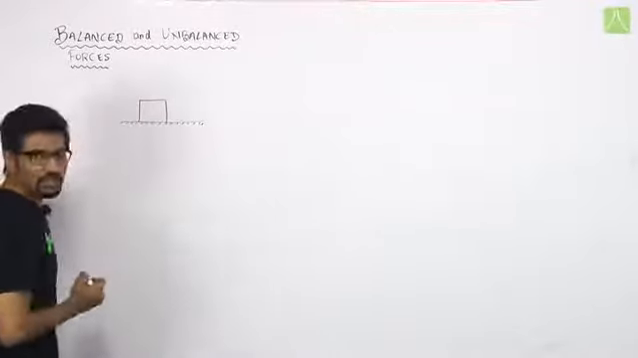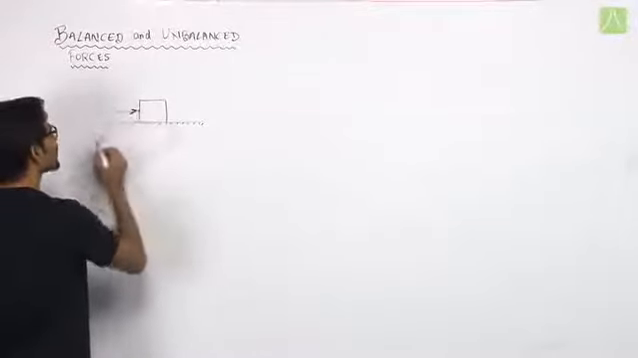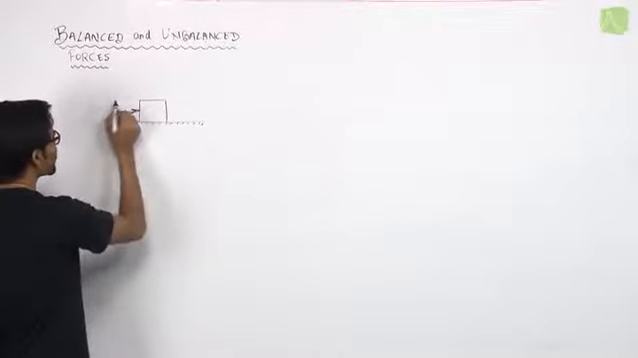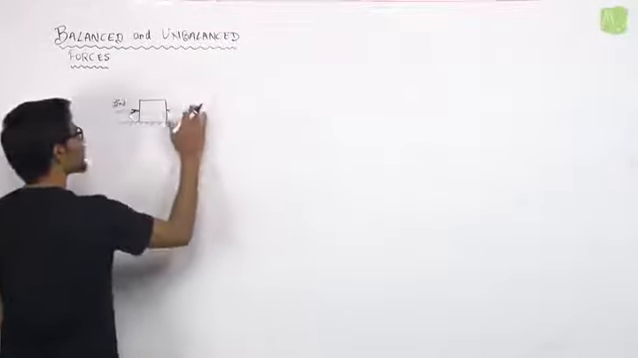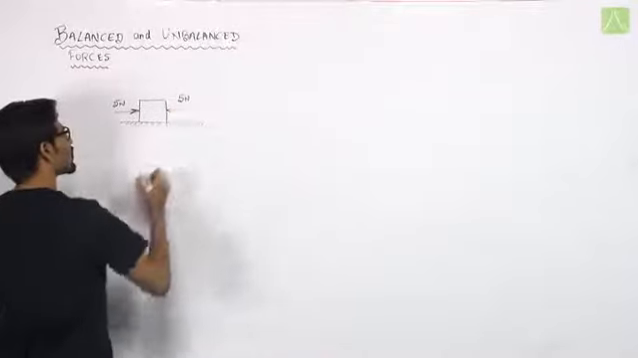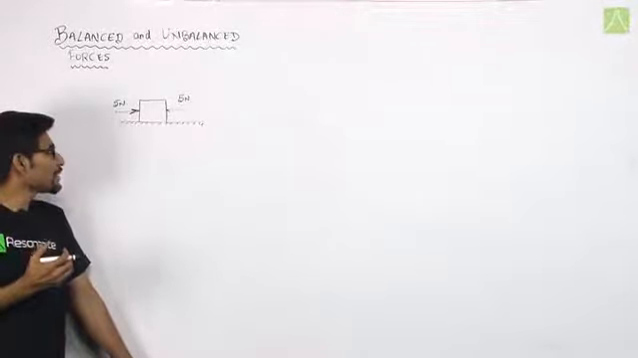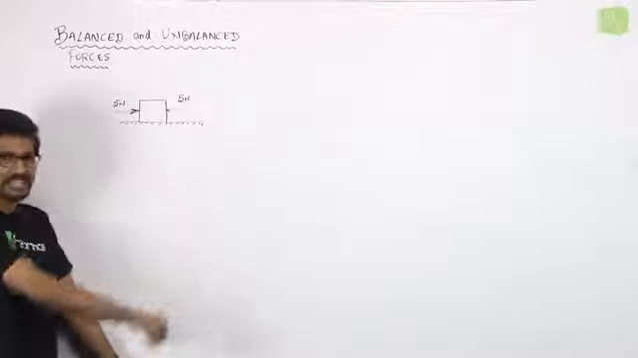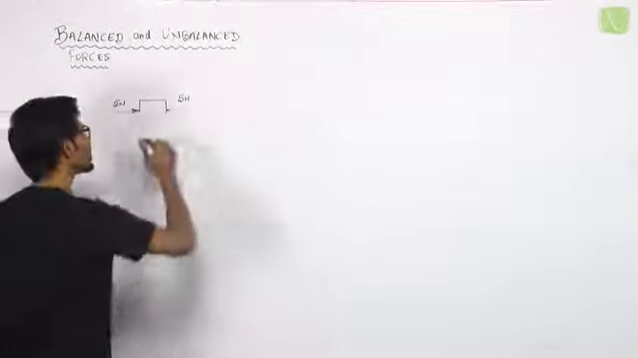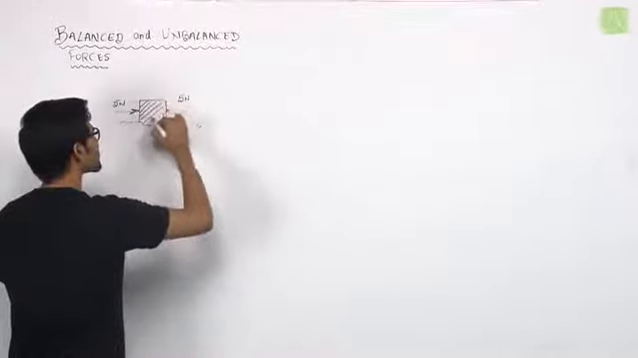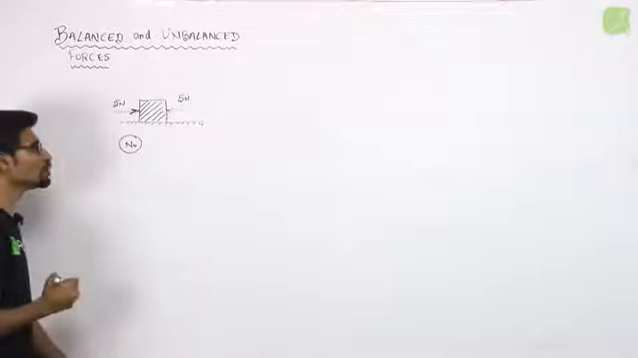This is a box which is resting on a surface. Now, if we apply a force in this direction, let us say of 5 Newton, and then I apply a force in the opposite direction, again of 5 Newton, will this box change its state of rest? Earlier the box was at rest, and on applying a force of 5 Newton from both sides, will it change its state of rest? No. The answer is no. It will not change its state of rest.